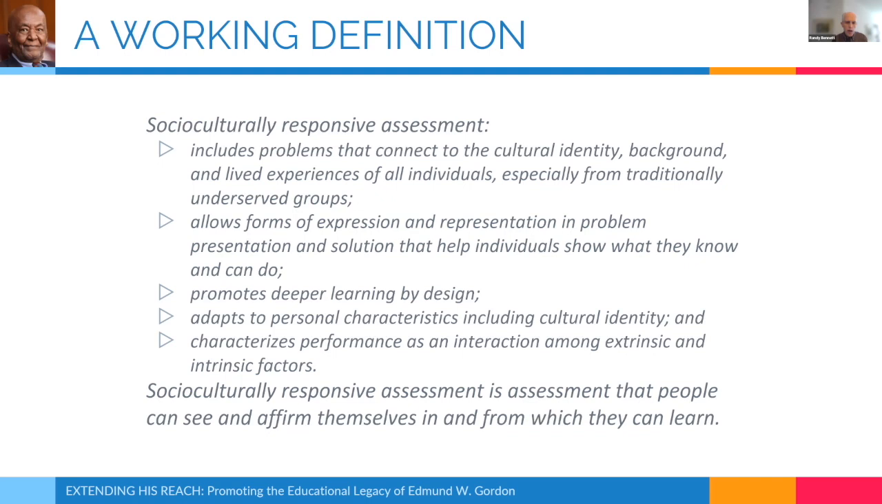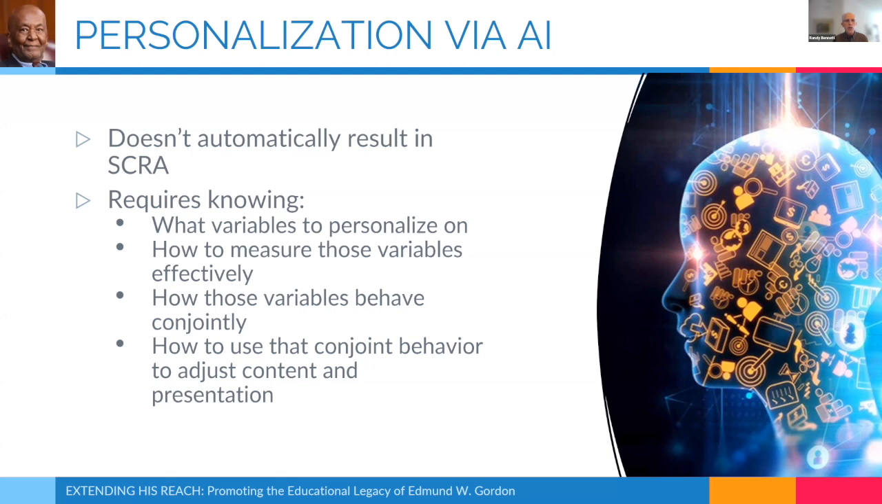Next slide, please. However, personalization via AI doesn't automatically result in responsiveness because effective personalization requires knowing a number of things. It requires knowing what variables are important to personalize on. It requires knowing how to measure those variables effectively. It requires knowing how those measured variables behave conjointly, because they may not behave conjointly in the same way as they behave on their own. And it requires knowing how to use that conjoint behavior to adjust content and its presentation.